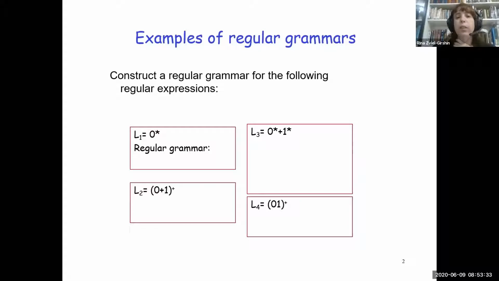We are given several regular expressions. So we are talking about regular languages. And the task is to write the regular grammar for each of the languages. So I ask you to start with language L1.